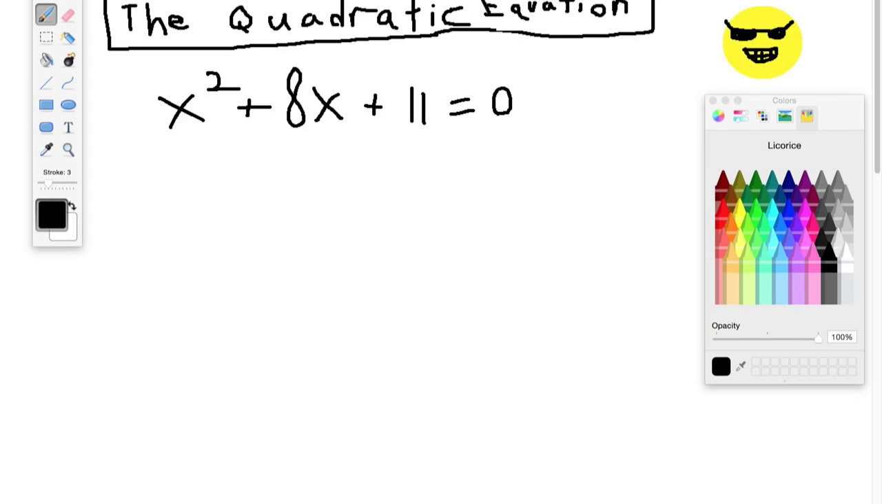So here's the equation, and we have pretty much three parts. We have a right here, which is the x squared. We have b, which is the 8x, and then we have c, which is, in this case, 11.